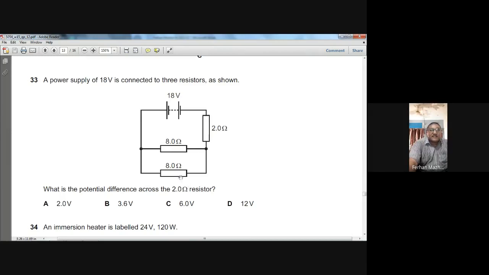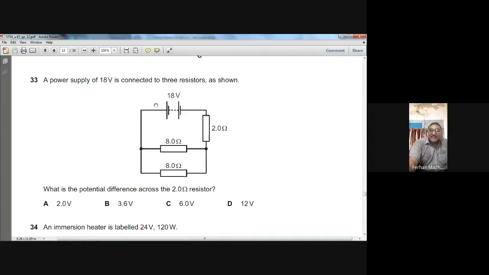So find their equivalent resistance. Then their equivalent resistance will be in series with this 2 ohm. Then I will find the total resistance of the whole circuit. I know the EMF of the battery. If I know the total resistance of the whole circuit, we can calculate how much current will come out of the battery. The current which comes out of the battery, the same amount of current will pass through the 2 ohm resistor and go back to the battery.